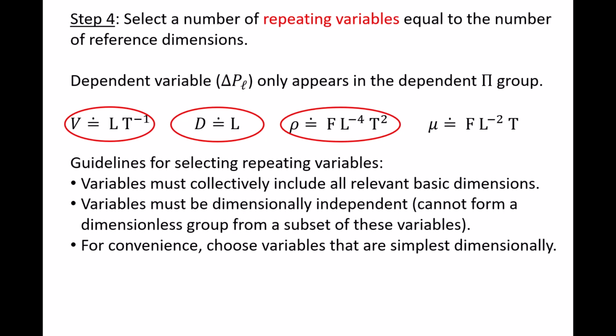Also notice that we have included the variables with the simplest dimensions, diameter d and speed v, in our set of variables. It's important to note that there are other sets of repeating variables that also could have been selected. For example, v, d, and mu would also be okay. For now, we will proceed with using v, d, and rho as our repeating variables, and at the end of this video, we'll discuss what would happen if you chose a different set of repeating variables.